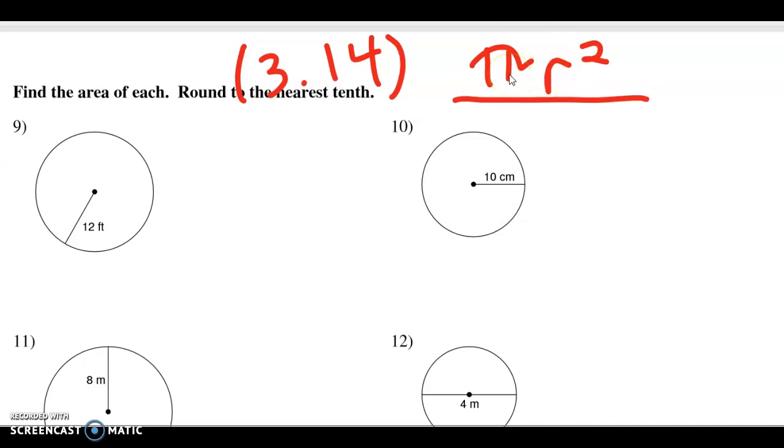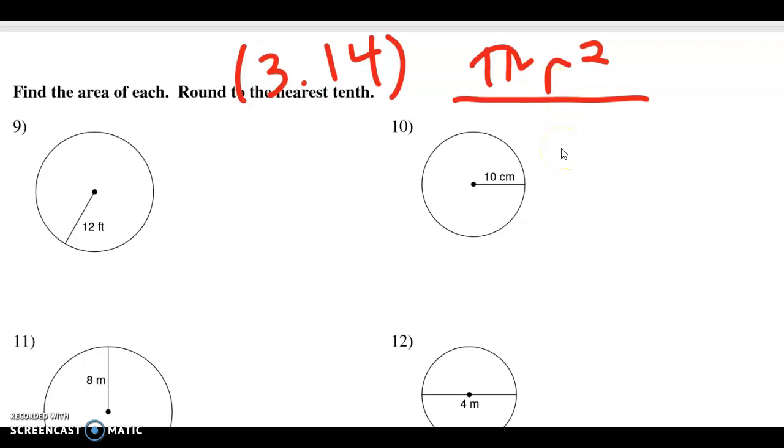So pi is just a symbol, but for our purposes, we're going to use 3.14 for pi. And then radius, which we talked about, is the distance halfway across the circle, and it's radius squared. So what that means, to square something means we're going to take the radius and multiply it times itself, and then multiply it times pi.